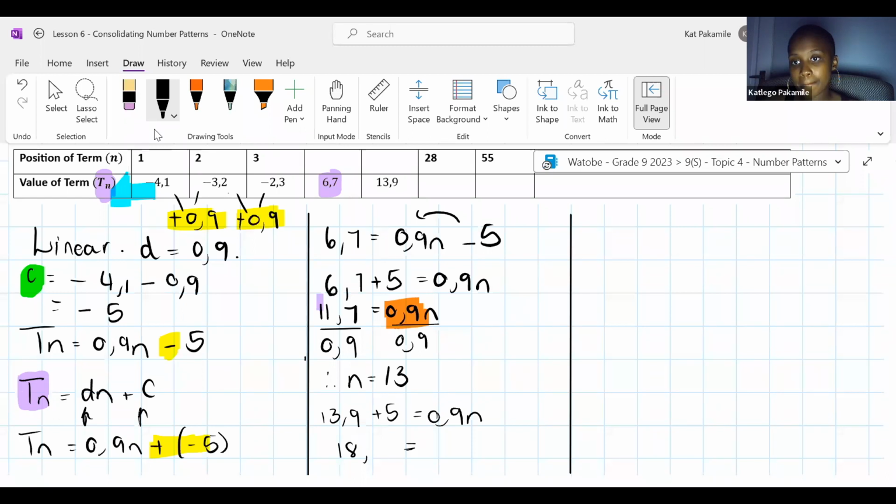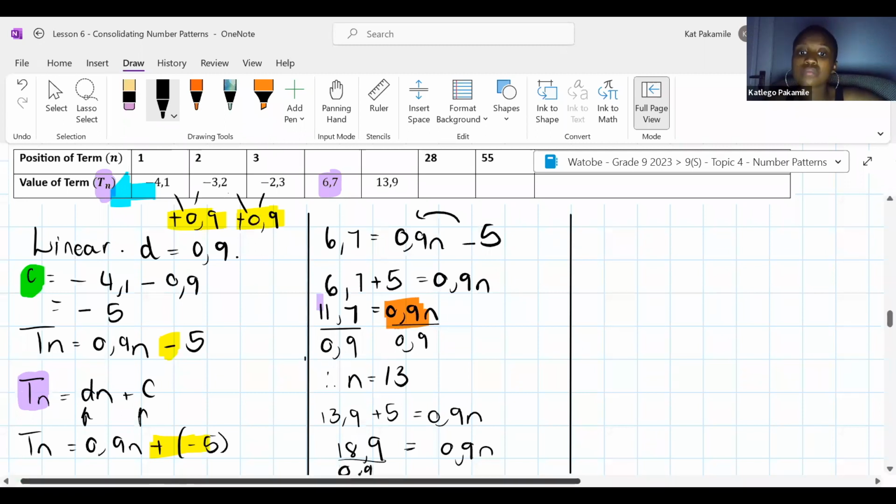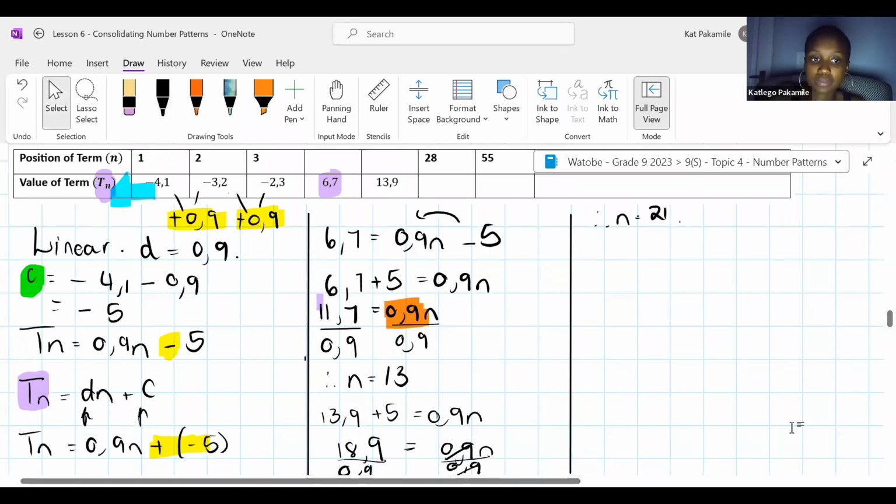0.9. Vanessa, check the decimal here. Oh, ma'am, it's 18.9. Divide by 0.9. What you do on the left, you do on the right. And then 0.9 cancels 0.9. Therefore, n is equal to 21. Beautiful. Thank you, Balissa.